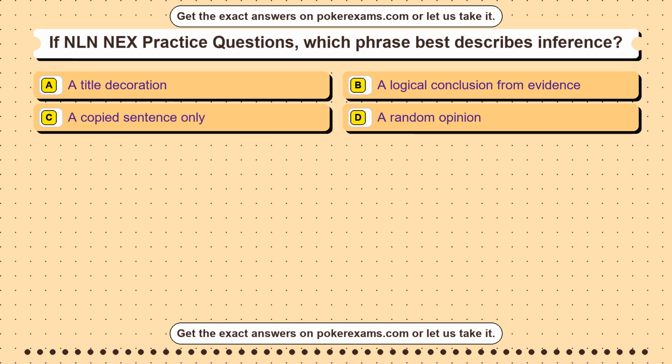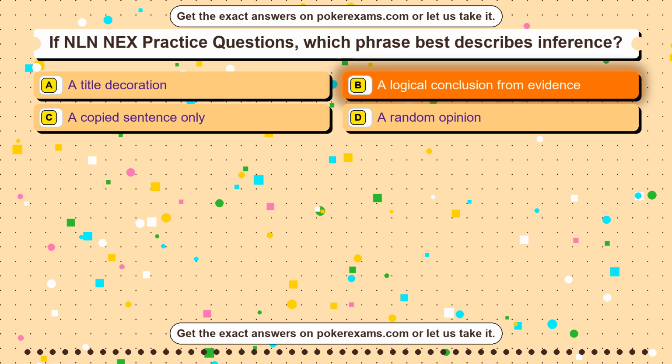Question 20. If GED physical science practice, which source would best support a historical claim? Option A, advertisement slogan. Option B, primary document. Option C, random comment. Option D, cartoon only. The correct answer is option B.